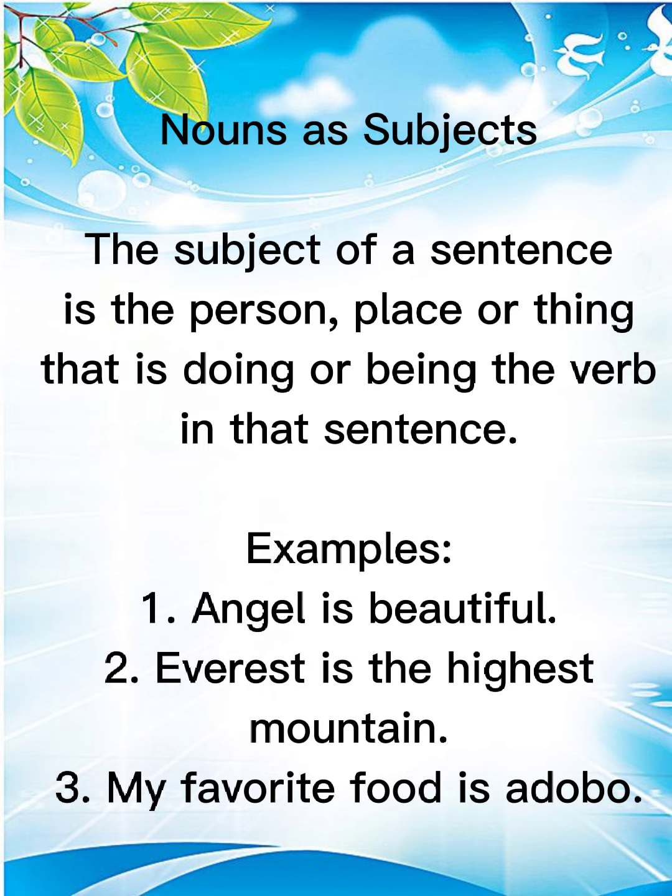2. Everest is the highest mountain. Everest is a noun used as a subject of the sentence, and it is a proper noun also. 3. My favorite food is adobo. Adobo here as a noun is being used as a verb in this sentence, and it is a common noun unlike Angel and Everest. So nouns can be used as subjects in sentences or verb in other sentences as well.